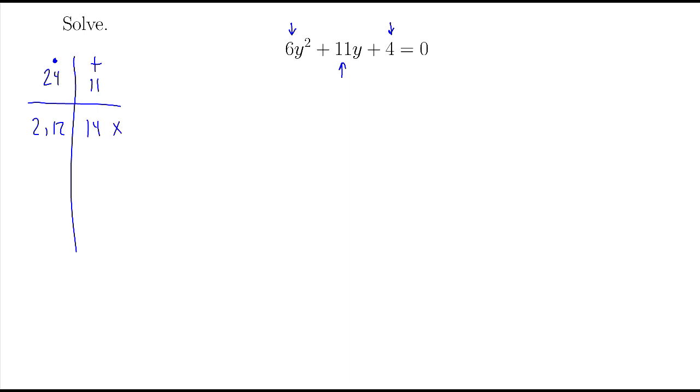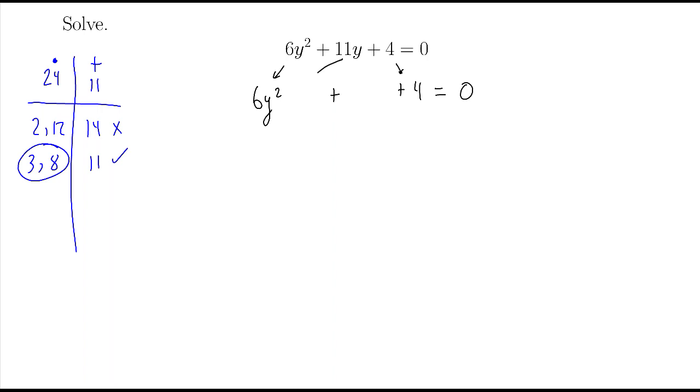The next option is 3 and 8. 3 times 8 is 24. 3 plus 8 is 11. Okay, good. 3 and 8. Now I will use 3 and 8 to split 11y into two terms. Okay, so I'm going to bring down 6y squared. I'm going to bring down plus 4 equals 0. And 11y is going to split into two terms.